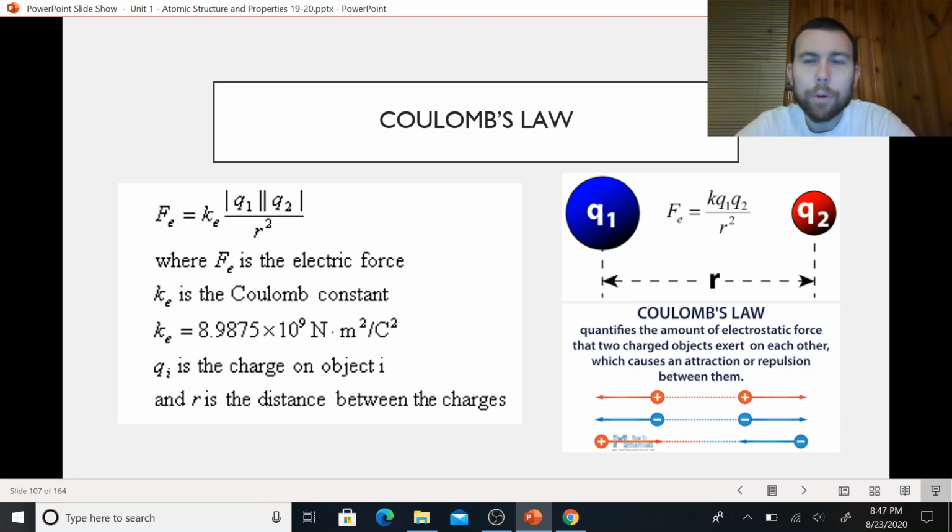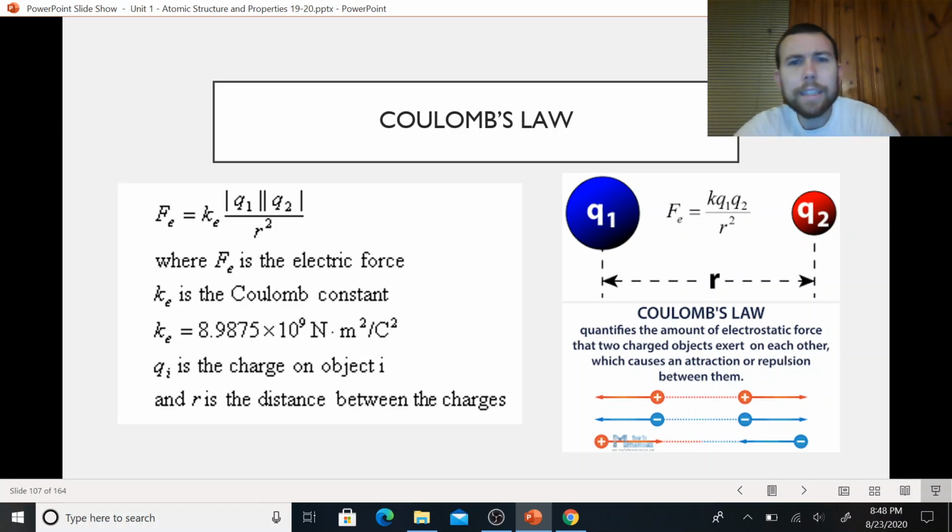If you're looking at the formula, that means if you have two particles that have the same charge, they're going to repel each other, so the electric force, Fe, is going to have a positive value. But if they're oppositely charged, then you'd have a negative number. If you're looking at the magnitude of the value, the fact that it's negative indicates that there is an attraction, so those two objects are going to move closer together.